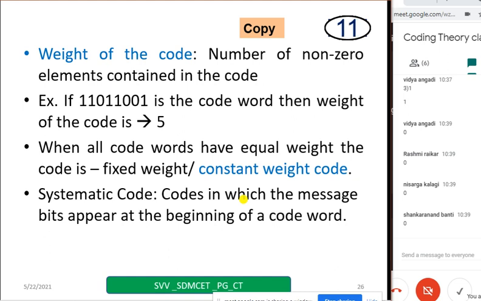Just copy down. The weight of the code is nothing but the number of ones, and if the number of ones in all the code words is the same, I can say a constant weight code. That's all. Two, three words are more than enough in this line. And throughout this chapter, we talk only about a systematic code. Hope most of you have completed. And let me go to the next slide.